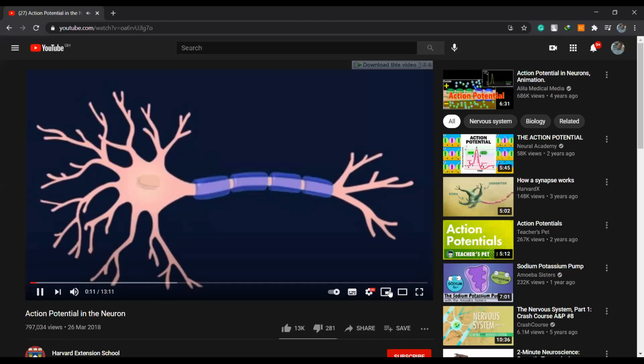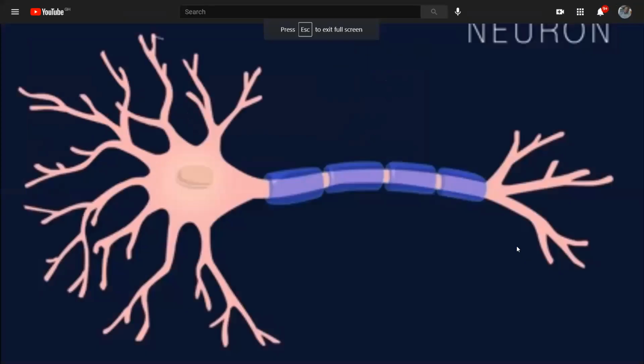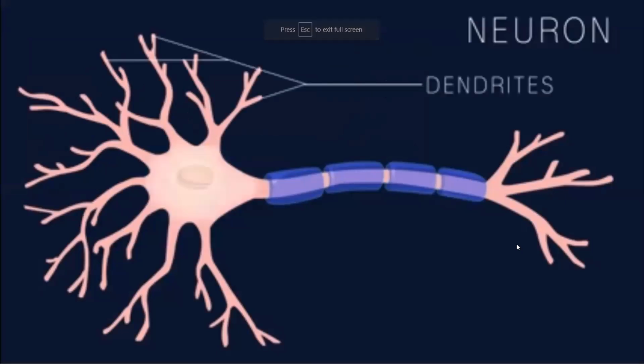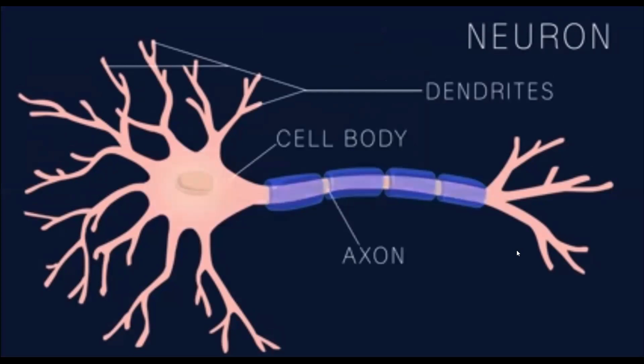This is a neuron, which has four main parts. The dendrites receive information. The cell body processes and integrates that information. The axon carries the information along long distances from one part of the neuron to another, and the axon terminal transmits the information to the next cell in the chain.